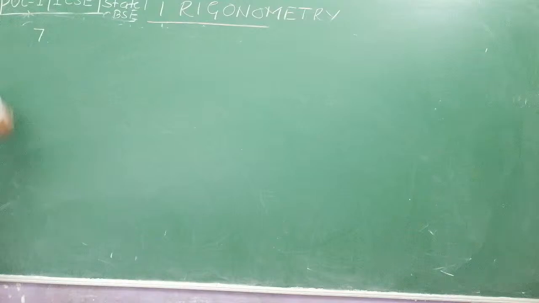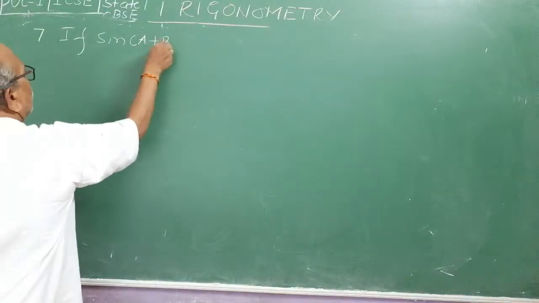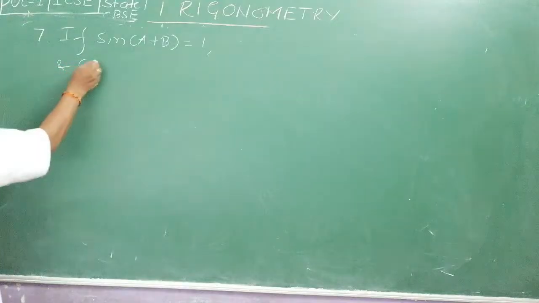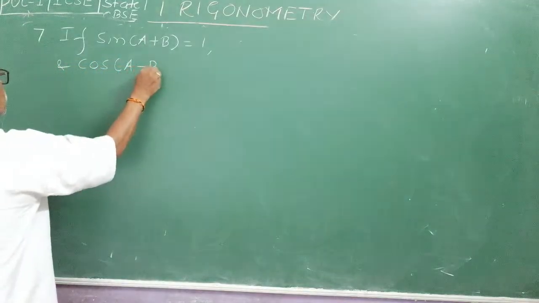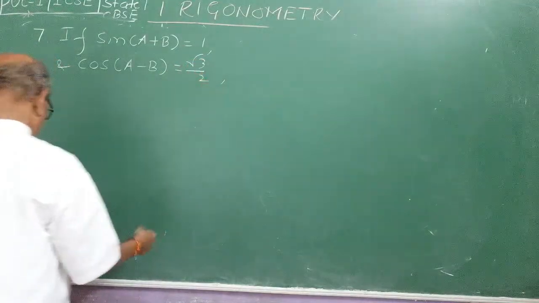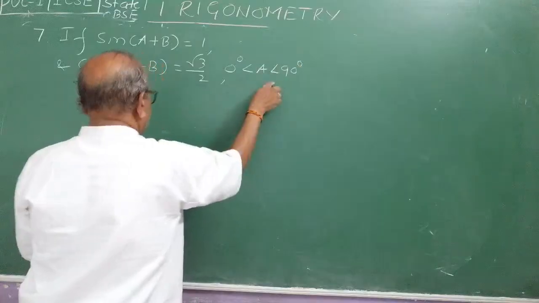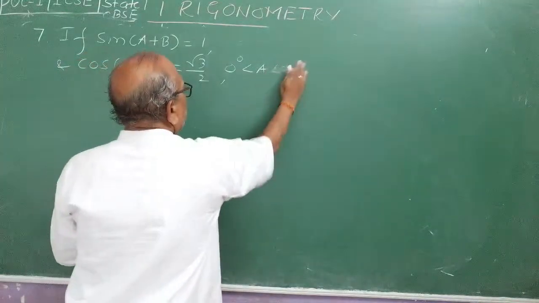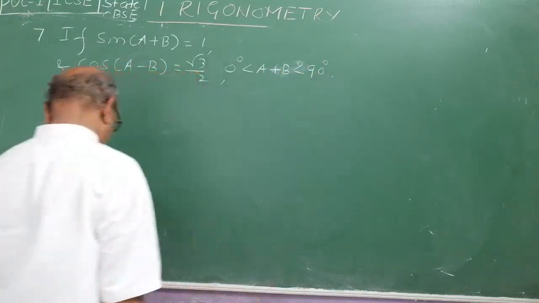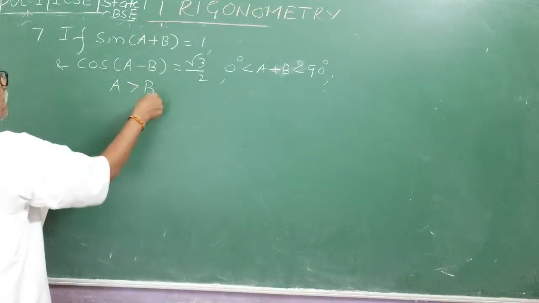If sin(A+B) is equal to 1, note the problem, and cos(A-B) will appear for 2 marks. Cos(A-B) is equal to root 3 by 2. 0 degree is less than A+B is less than 90 degree. This symbol is less than. A is greater than B.